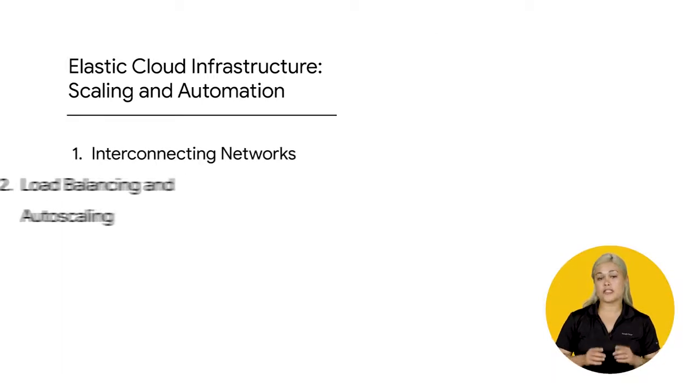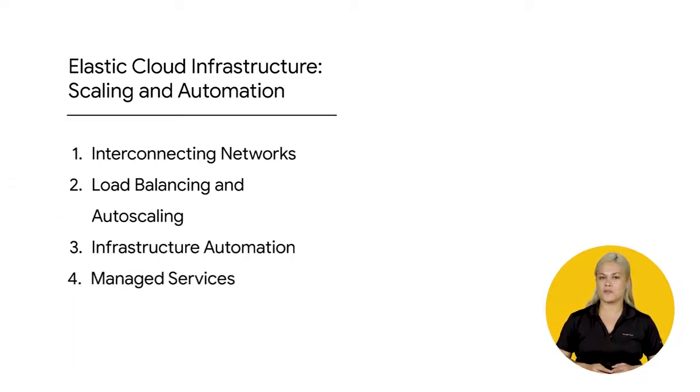Elastic Cloud Infrastructure Scaling and Automation is the last course of the series. In that course, we start by going over the different options to interconnect networks to enable you to connect your infrastructure to GCP. Next, we'll go over GCP's load balancing and auto-scaling services, which you will get to explore directly. Then we'll cover infrastructure automation services like Deployment Manager and Terraform, so that you can automate the development of GCP infrastructure services. Lastly, we'll talk about other managed services that you might want to leverage in GCP.